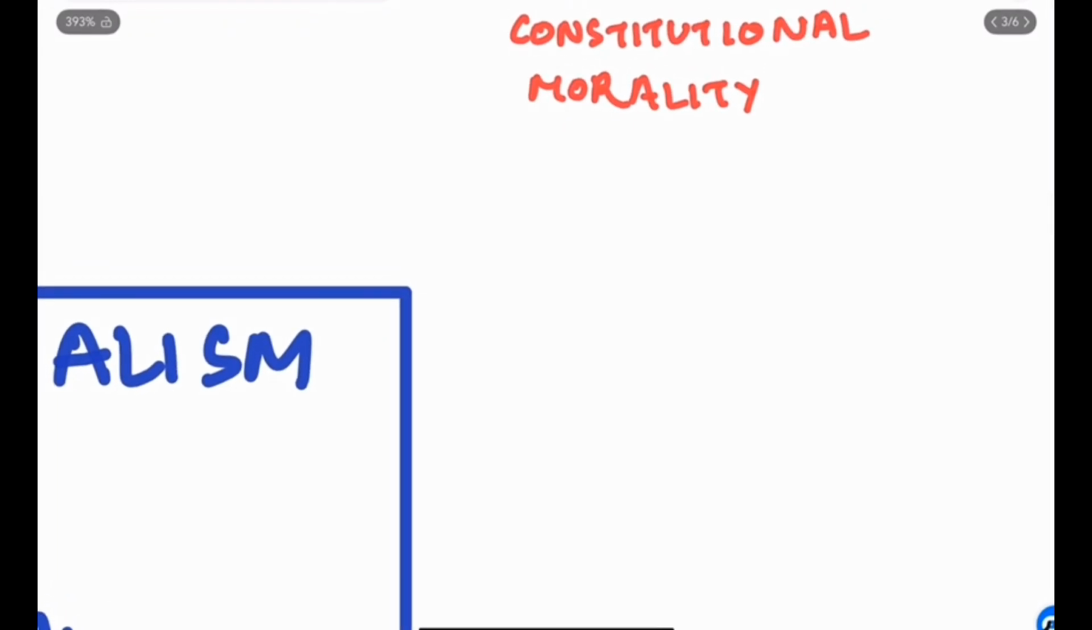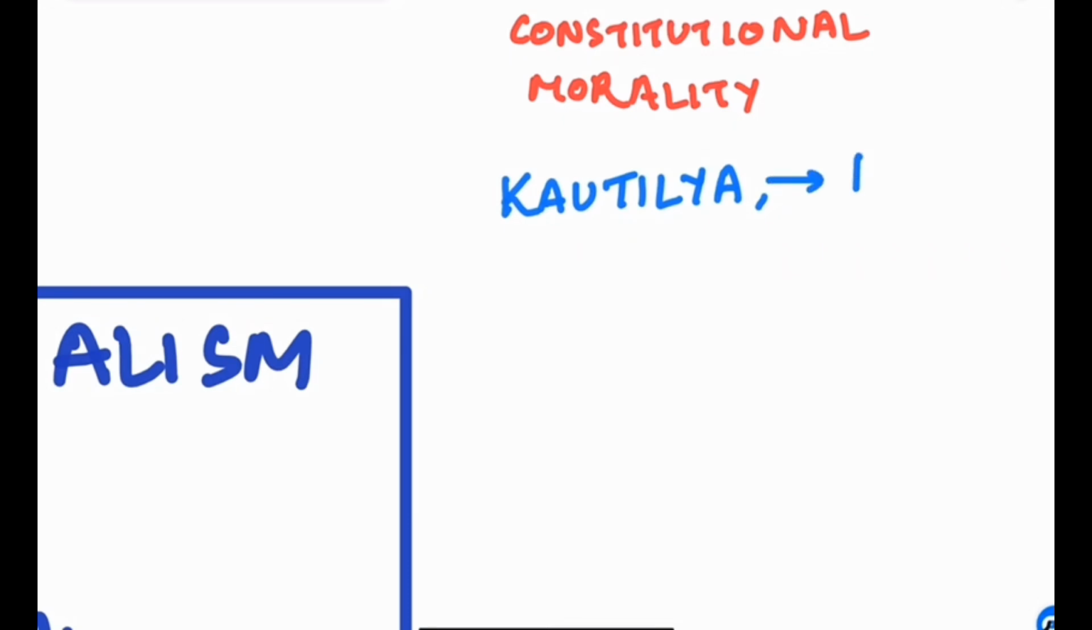Constitutional morality, as we saw, Kautilya's Arthashastra speaks about Raj Dharma. So that is a historical link. We can take that from there only.